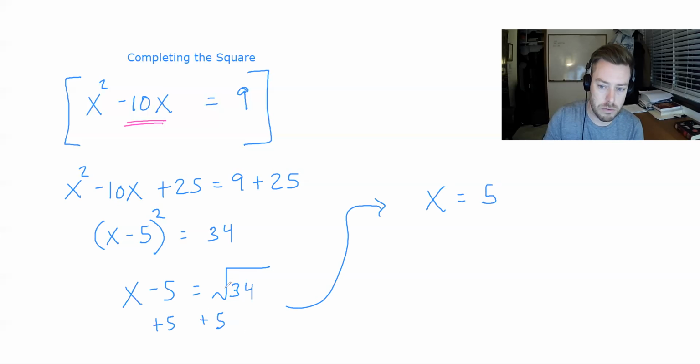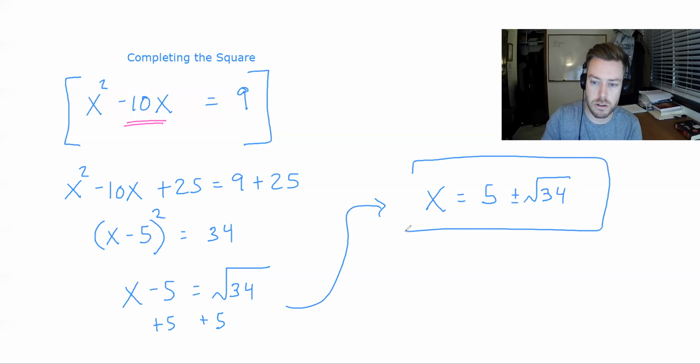This is going to get me x is equal to a positive 5. And when it comes to radicals, we always have to remember that it has to be positive or negative. So it's going to be 5 plus or minus the square root of 34. So this will be our final solution. You should have 2 solutions. Whenever you have a quadratic that is raised to a second power, you'll always have 2 solutions. If it's raised to a third power, you'll get 3 solutions, fourth power, 4. It goes on and on. So that is how this kind of works.